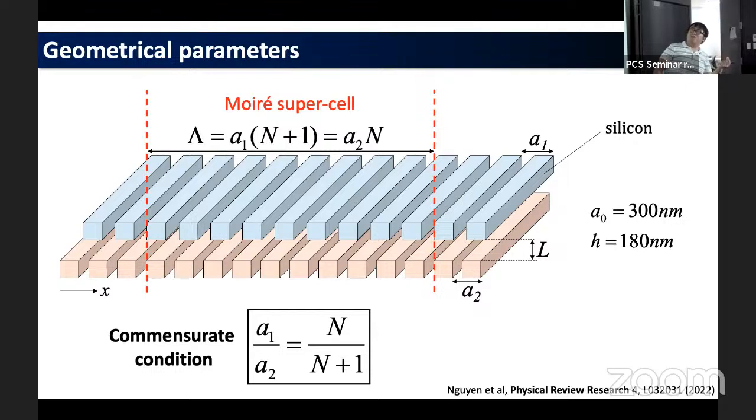And also we chose that n+1 periods of the upper grating is the same length as n periods of the lower grating. So we can really define a moiré supercell Lambda. And I also give here the design. The average period A0, the average of A1 and A2, is 300 nanometers. The thickness of each grating is about 200 nanometers. So we are in the single mode operation: each grating will host only one family of guided modes.